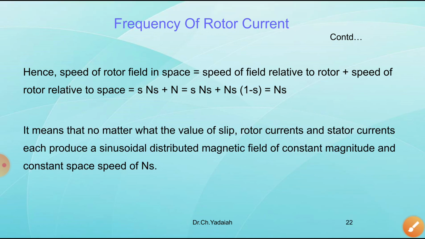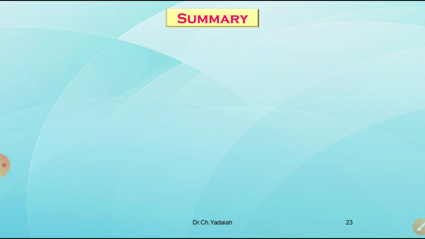Okay, so it means that no matter what the value of the slip, that is, whatever the load, rotor currents and the stator currents each produce a sinusoidal distributed magnetic field of constant magnitude and constant space speed of Ns. So these are some salient points you have to remember.